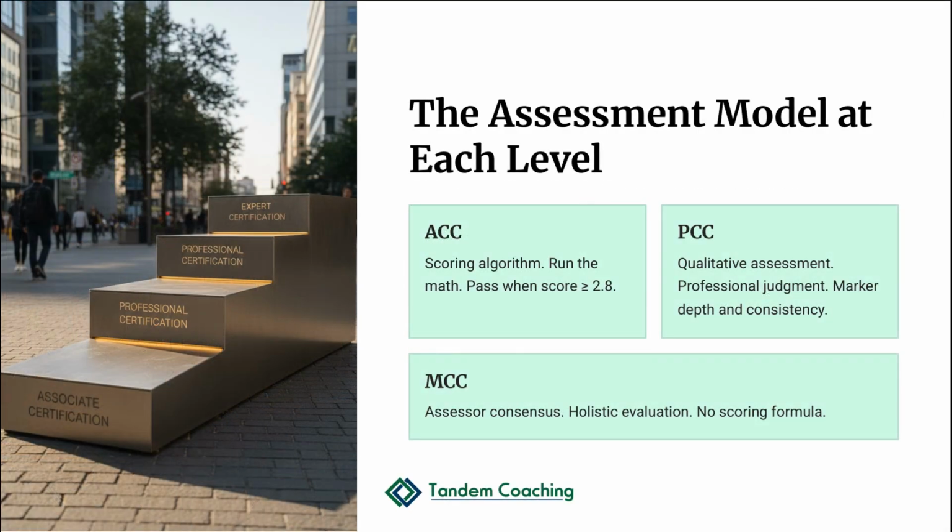Compare the assessment models. ACC uses a scoring algorithm. Rate each statement, average within competency, average across competencies, subtract 1, multiply by 2, pass when the result is 2.8 or higher. The math gives you certainty.